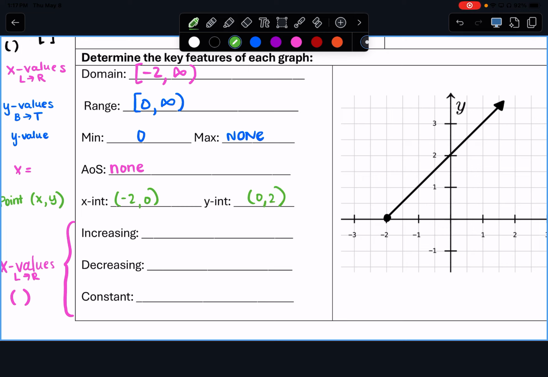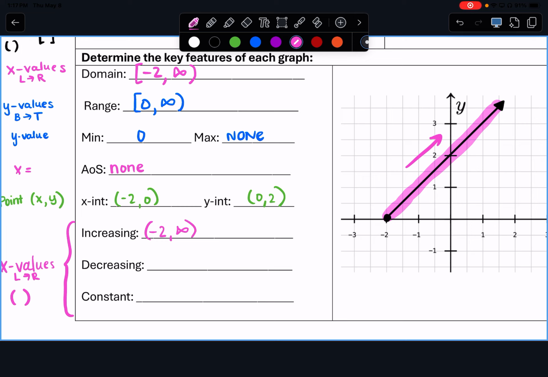All right, now, when we look at whether these are increasing or decreasing, we're just going to focus on going from left to right. We'll break it up as we need to. So from left to right, what's happening? Increasing. The whole thing is going up. And so how would I write that interval? Okay, and we use parentheses there.